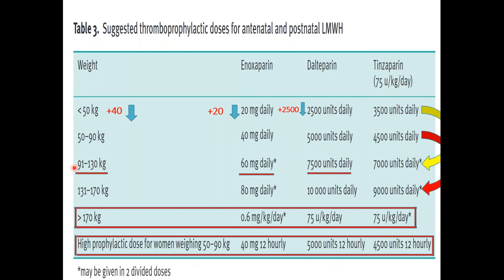This is a recall question: asked about a patient who has weight between 91 and 130 kilogram, and asking about the dose of enoxaparin or the dose of dalteparin. The answer is 60 milligram per day for enoxaparin, or in case of dalteparin 7,500 unit daily. This is about the suggested thromboprophylaxis dose for antenatal and postnatal low molecular weight heparin.